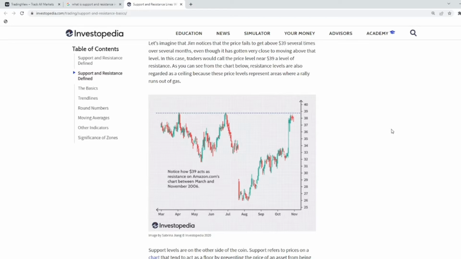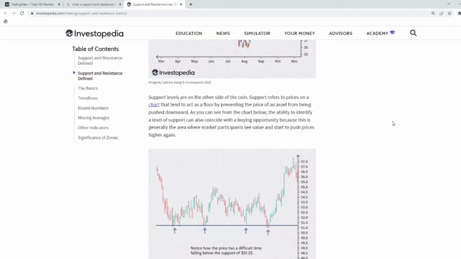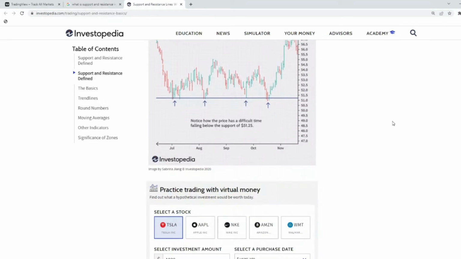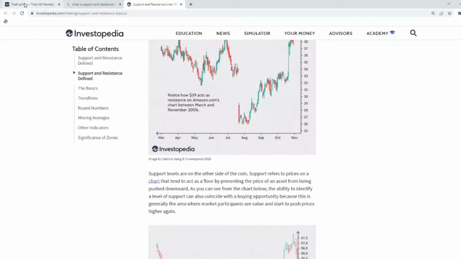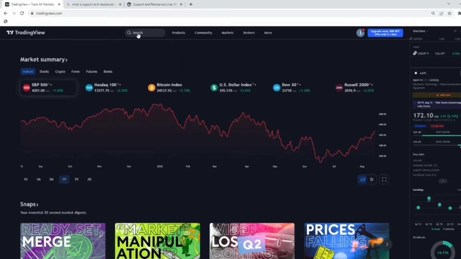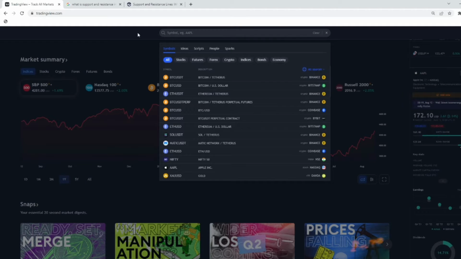The question is, why do these levels work? The answer is basic human psychology. Behind these charts, there are real traders like you and me, and all humans have greed and fear. These emotions of greed and fear are what make support and resistance so powerful.